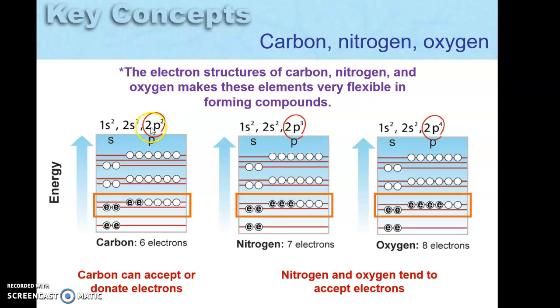carbon has 4 valence electrons, and nitrogen has 1, 2, 3, 4, 5, and oxygen has 6. And they are very flexible in who they can bond with and which bonds they can make. So carbon usually shares, and then nitrogen will share and oxygen will either share or accept electrons, and they can make lots of different compounds.